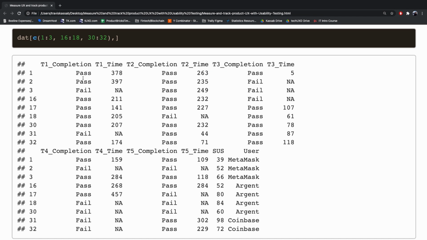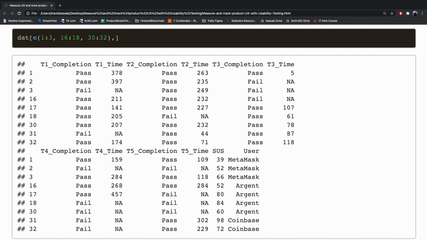And you can summarize these. Just think about the difference in how you'd summarize these, right? For a discrete binary variable like this, we're going to be interested in the proportion of users who completed the task. We call this the completion rate.